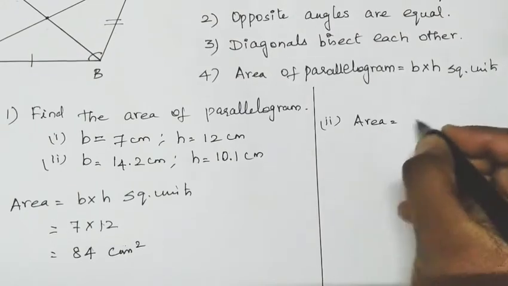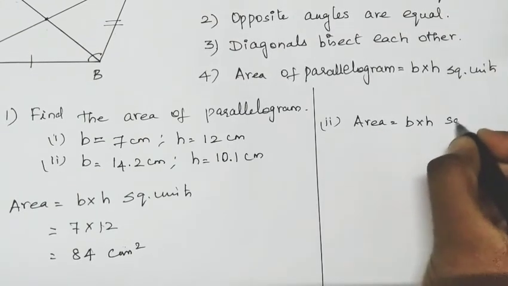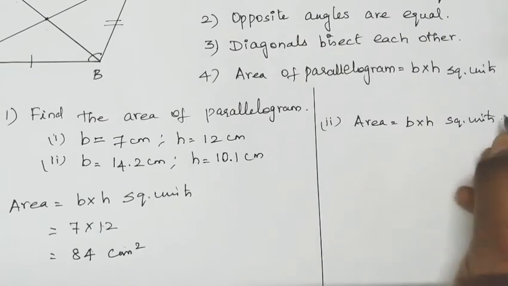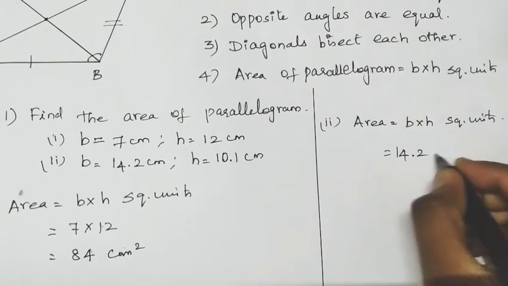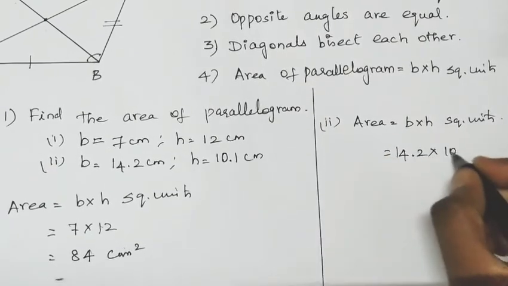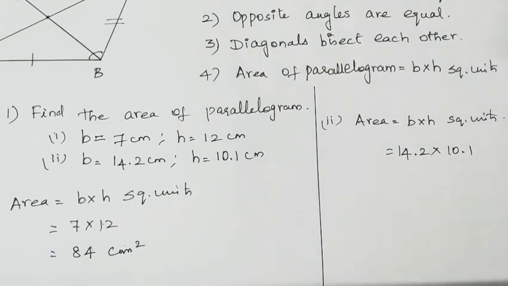Area, we know, is base into height square units. So substitute in the formula. Base is 14.2 into height is 10.1. Now we need to multiply.